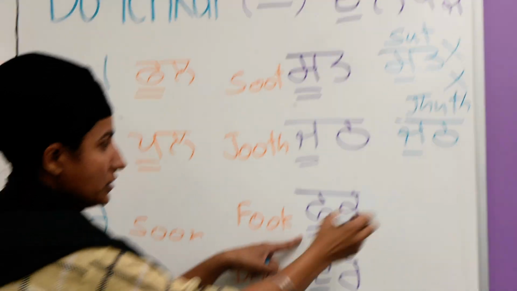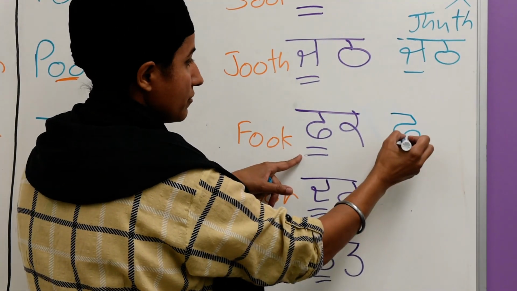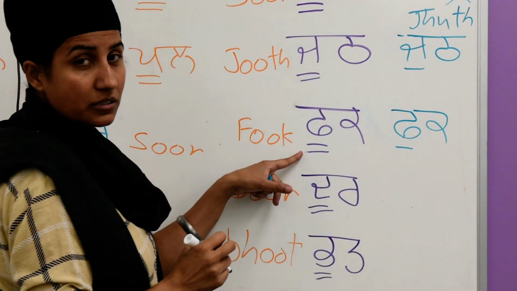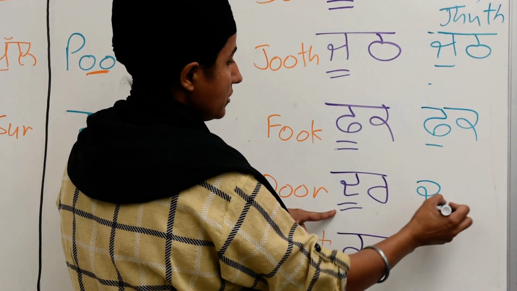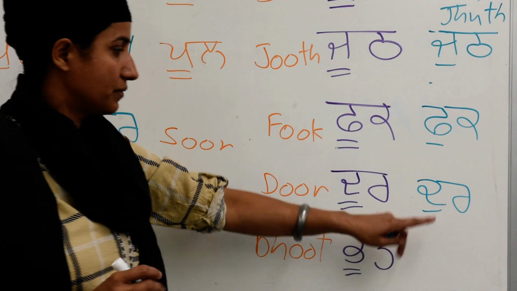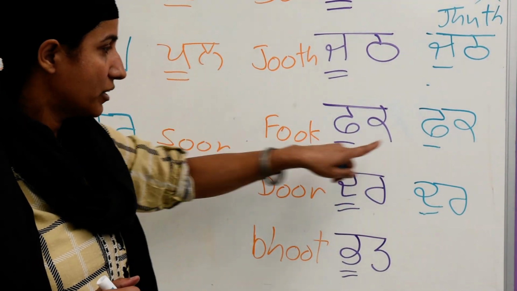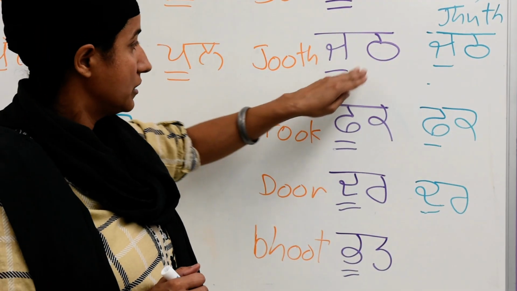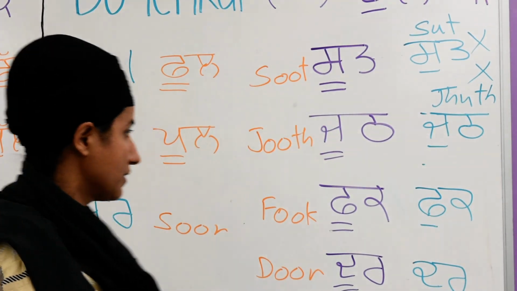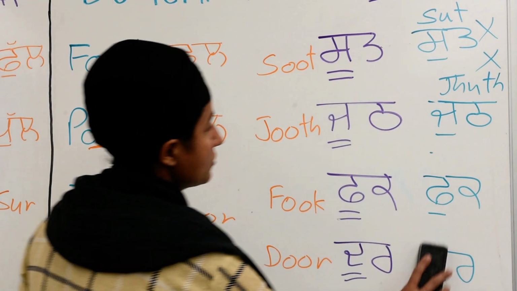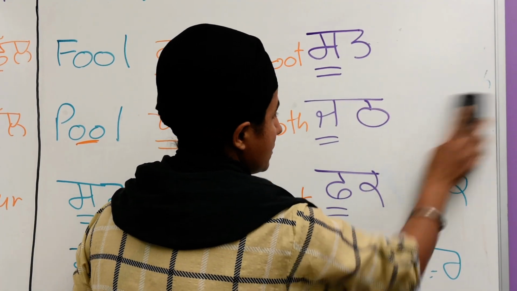This is fook. With one it would be: fafa Aunkar, fok. Like that. And then door: dadda Aunkar, rara, dor. Dor, door. Fok, fook. Jot, jut. Sot, sooth. That's the difference. But these are not the correct words. I'm going to erase those.